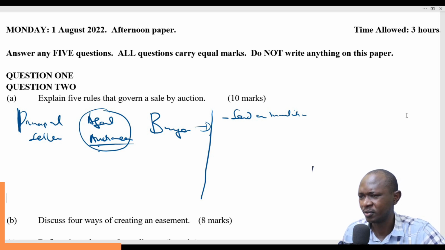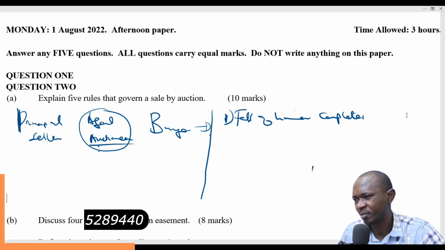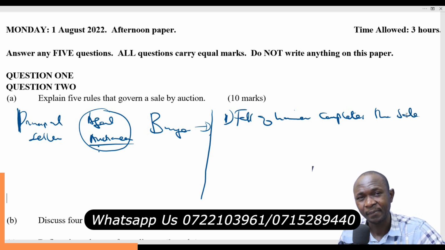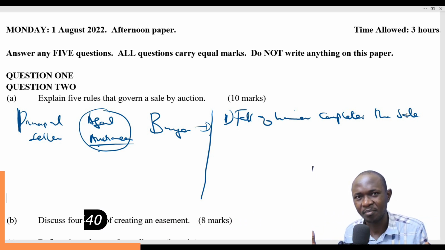Number 1 rule is that the fall of hammer completes the sale. We've just said that a notice will be sent, and different potential buyers will be placing their bids. The bids will start from the lowest and go all the way rising.